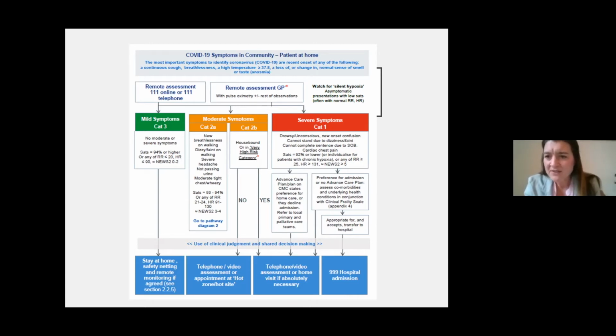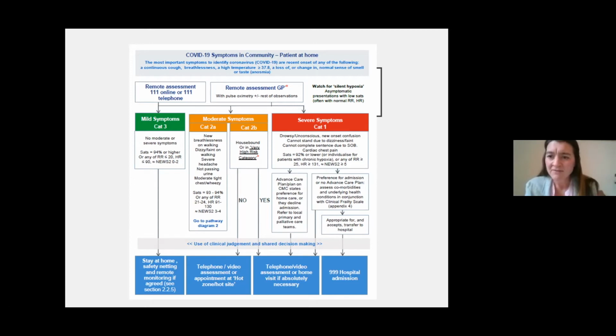And these are the ones where it's much more obvious. They just need to go to hospital because they need to have a full assessment, blood test, chest x-ray, and potentially be admitted for ongoing support. So I think the trickier group for us as GPs is the middle group, which is the moderate symptoms.